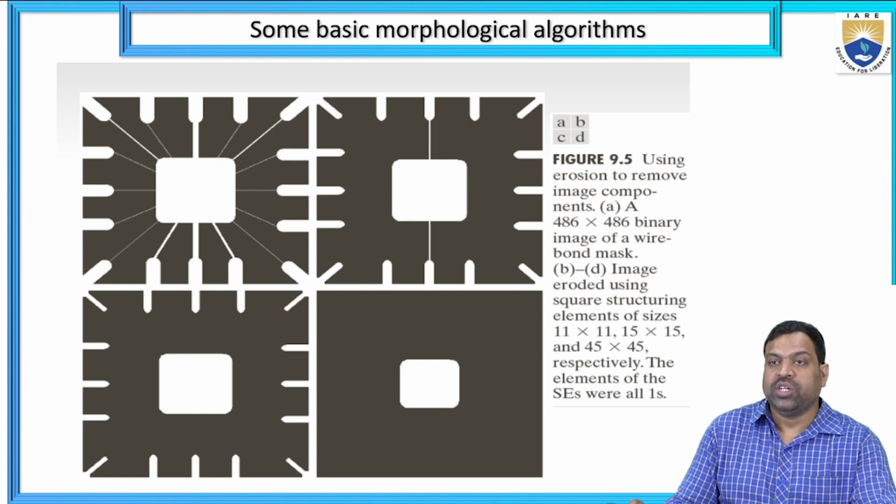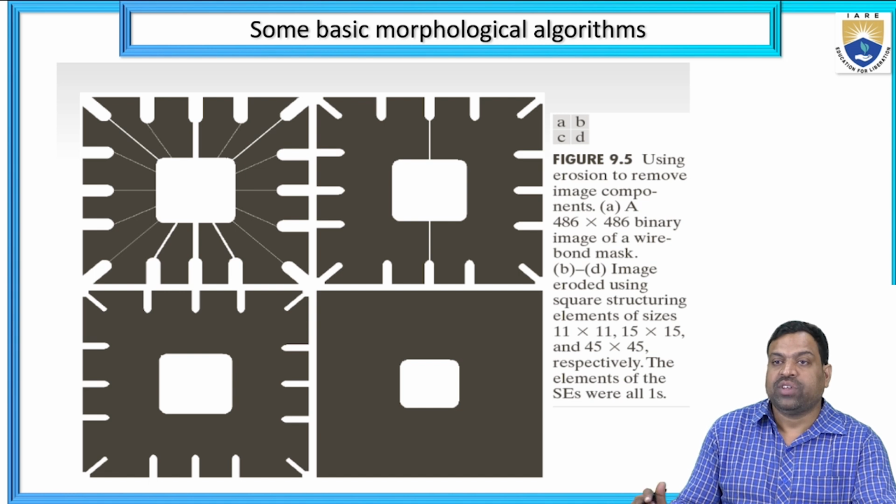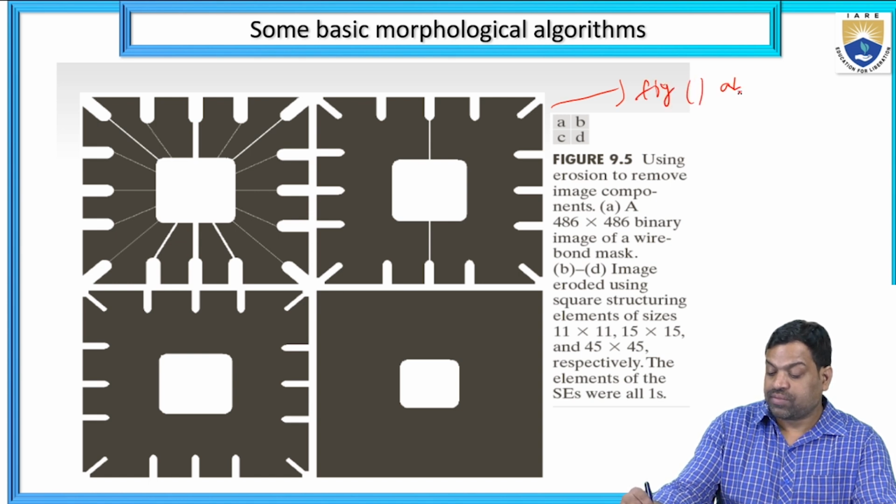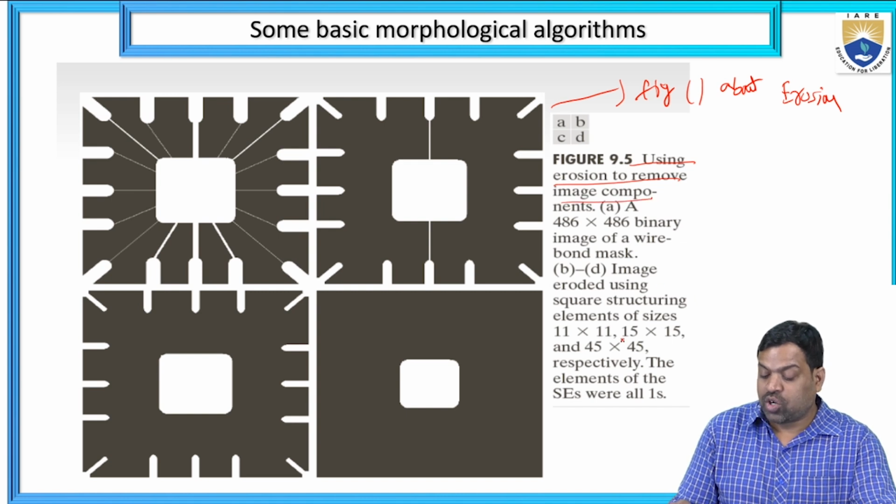B to D are the image eroded using square structuring element of sizes 11 by 11, 15 by 15 and 45 by 45 respectively. The elements of the structuring elements were all ones. So this figure is about using erosion to remove the image components.